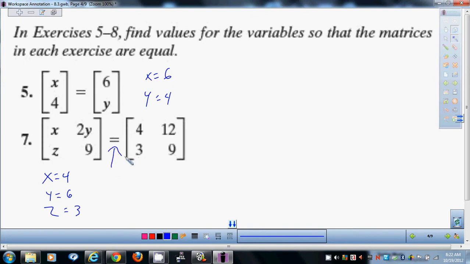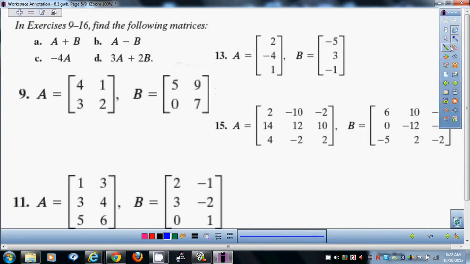All right, 9 through 16, we're doing operations. These are just like the DOM. A plus B, how do you think we're going to solve that? So what would go here? Exactly. You just add all the corresponding pieces. 4 plus 5 is 9, 1 plus 9 is 10, 3 plus 0 is 3, 2 plus 7 is 9.